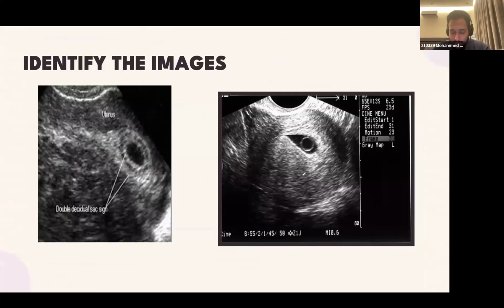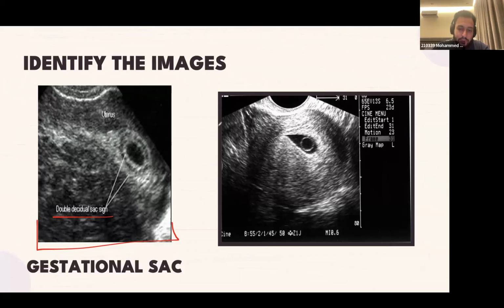Okay, now in terms of the ultrasound findings, what do you see in this? And it says it here, but what is it showing? No, this is in the uterus. Gestational sac. Good. The double decidual sac sign shows you that there is a gestational sac, which happens at what week of gestation? When can you see this? Fifth week. Excellent.